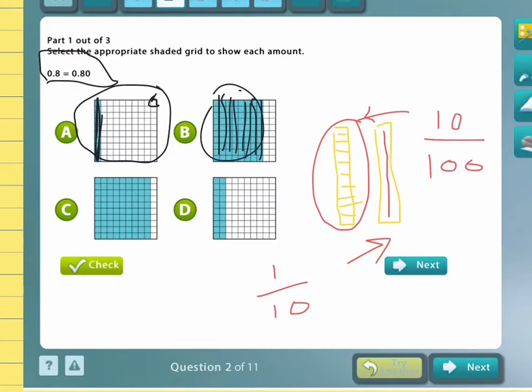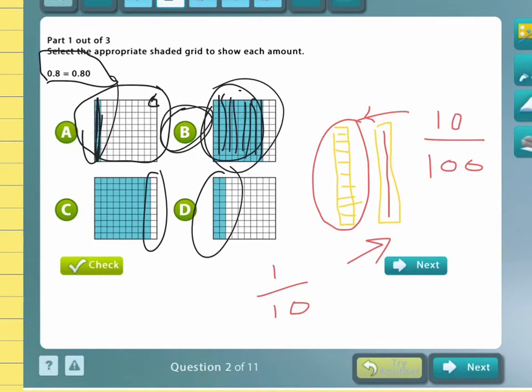So this model right here shows 8 out of 10 if you look at the sticks, or 80. I wouldn't count the little pieces, 80 little pieces out of 100. This one's close, but it shows 90. This one only shows 2 or 20, and that one only shows 1. So the correct answer here would be B.